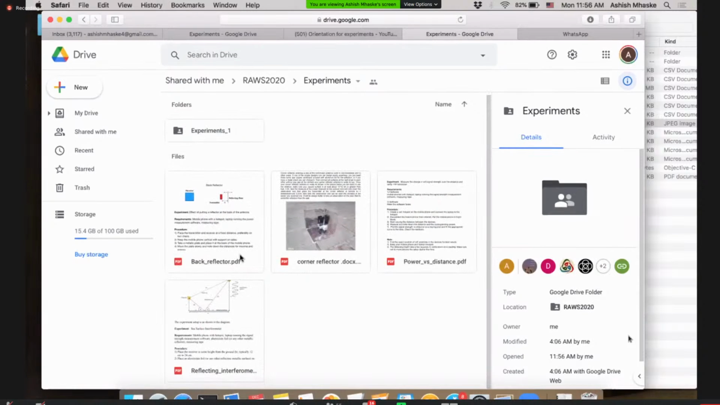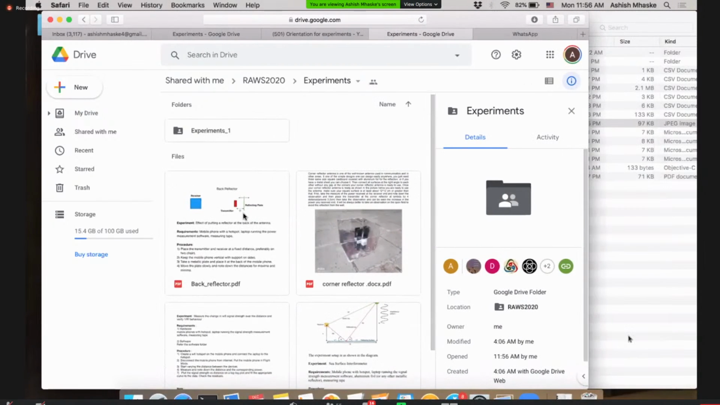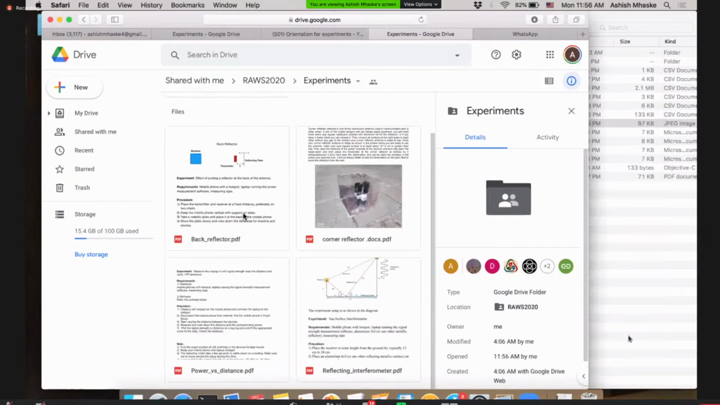Yes, so as Jamir has explained, there are four experiments that are listed, but these are, I would say, guidelines. You can be more creative and try to find out things on your own, and try to come up with explanations for the types of things that you see. And yeah, that is all from my side.